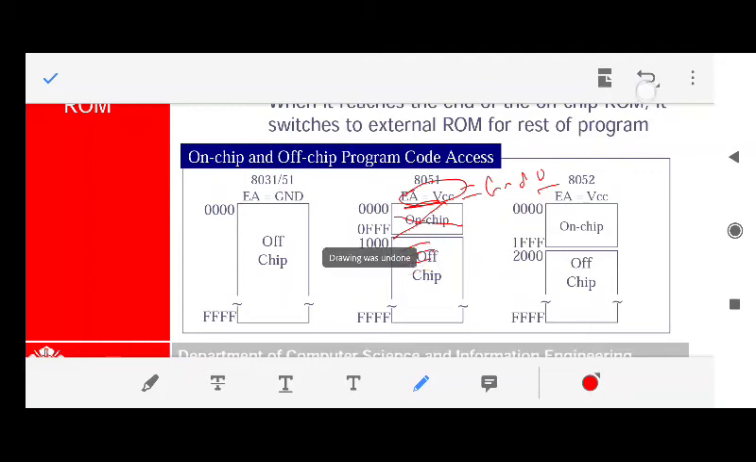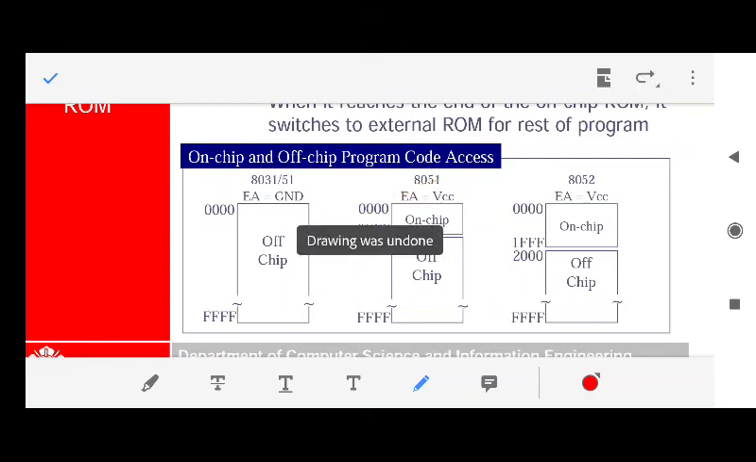So to avoid this, we connect the external access pin to VCC. VCC means what? That the program is stored inside the 8051. So it will execute the program inside the 8051. But after the last line, it will check whether there is an external memory or not, only when EA is VCC. If there is an external memory, it will start executing this instruction. This is how it is done.